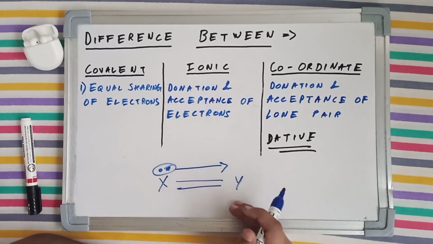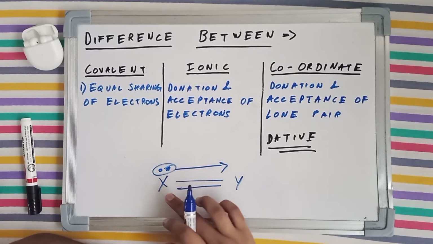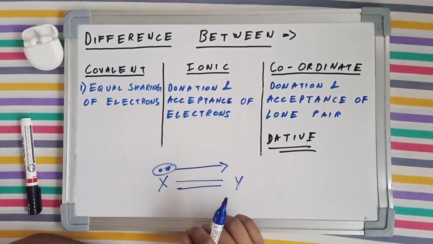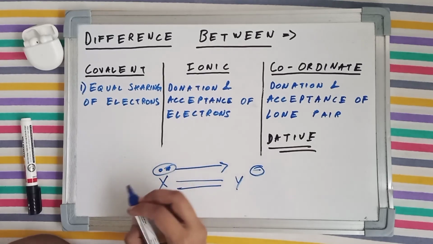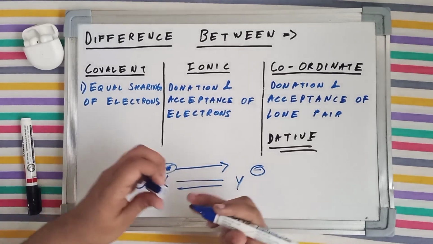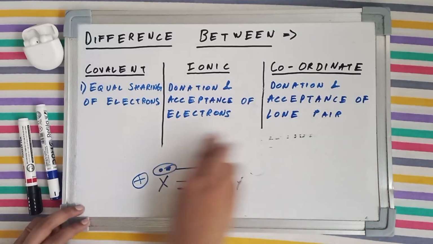X is already stable, but Y is not. They both being relatives of each other, X will say to Y, no problem brother, I'm giving you the lone pair, kindly be stable. So Y will now gain a negative charge and X will gain a positive charge. So this was all about the difference between covalent, ionic and coordinate bonds.